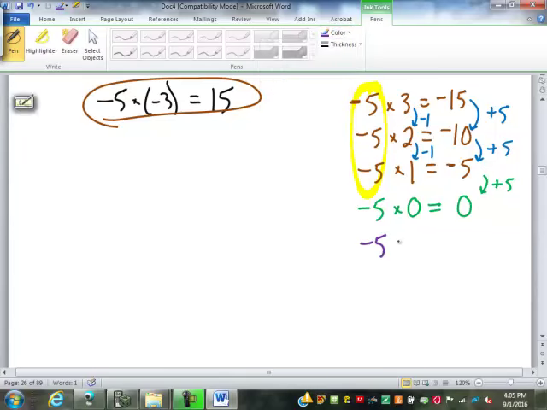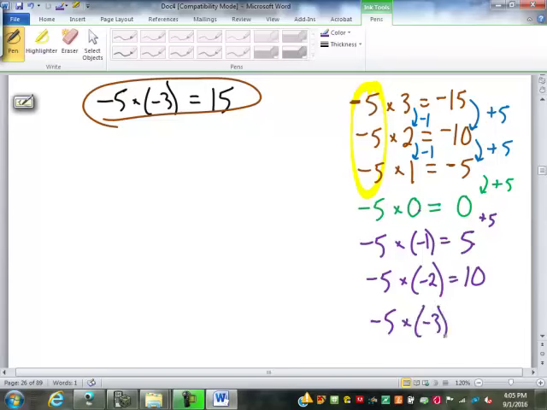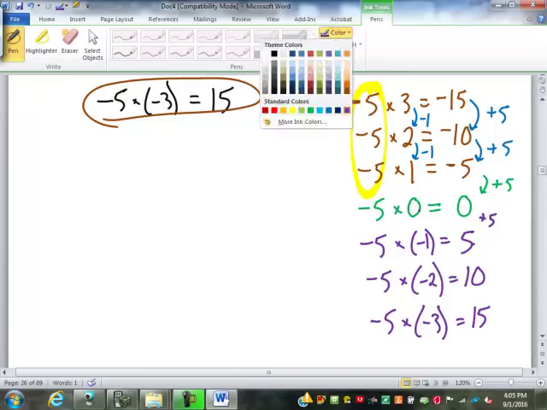So let's continue it. Negative 5 times negative 1. I decreased the 0 by 1 to get negative 1. That's got to equal, if I have to increase this by 5, what do I get? Positive 5. Negative 5 times negative 2. I'll have to increase this by 5 again to get positive 10. Negative 5 times negative 3 has to go up by 5 more to 15.